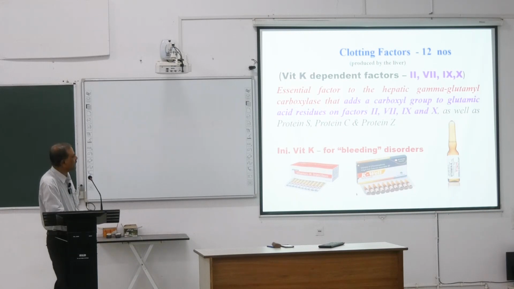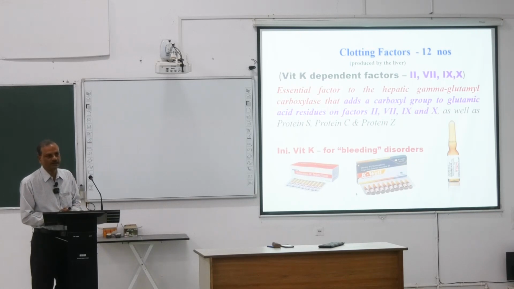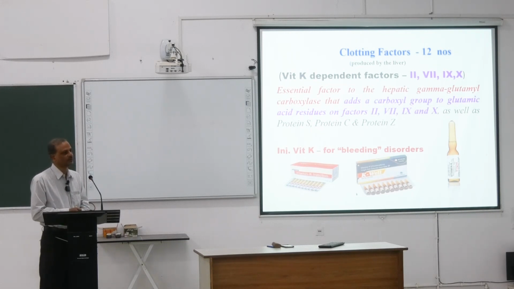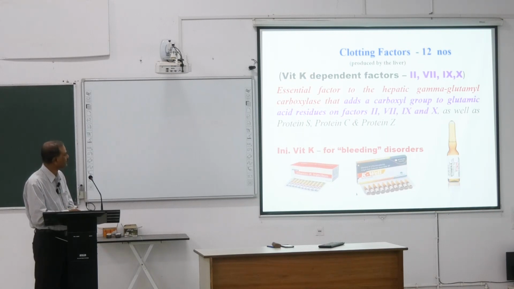What do they do? They do hepatic gamma carboxylation. Basically, vitamin K is an essential factor for hepatic gamma glutamyl carboxylase, which adds a carboxyl group to glutamic acid of factor 2, factor 7, factor 9 and 10, as well as protein S, protein C and protein Z. And when there is advanced liver disease, vitamin K injections are given to increase these factors so that there is no incidence of bleeding or it is minimized. Vitamin K injections were not available during our time; now many companies are producing it.